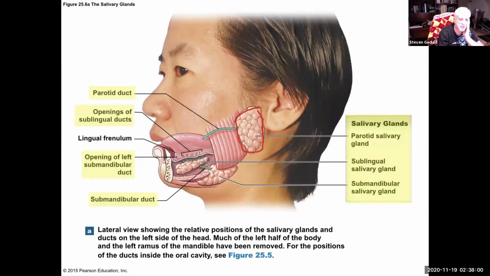Sits just over the ramus of the mandible. Remember, the ramus is the part that extends upward. Yeah, this is the parotid duct. It opens into the oral cavity right adjacent to the second molar.